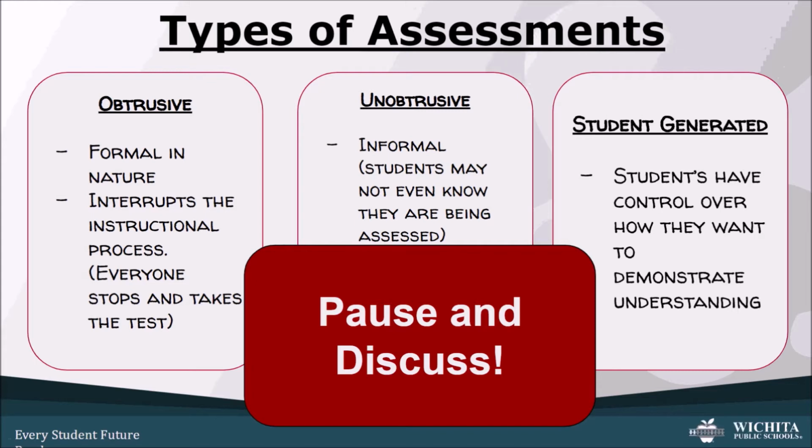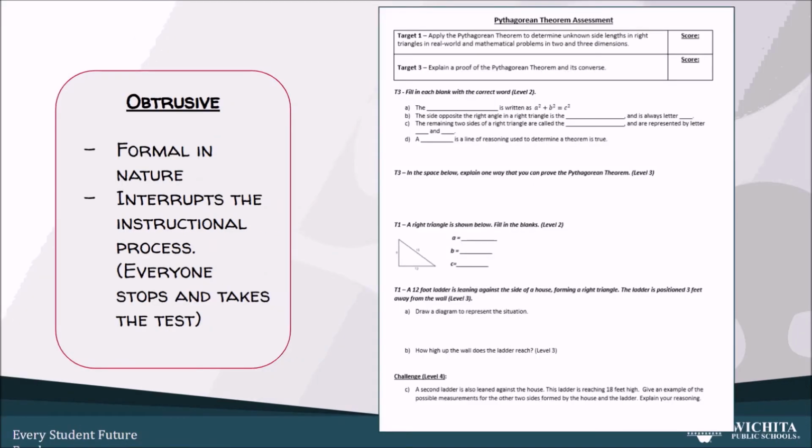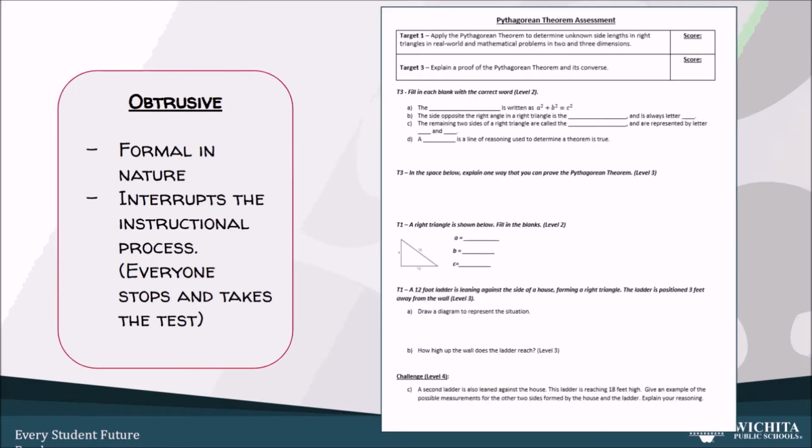Now that you've had a moment to discuss, let's transition into the activity for today. We are going to be looking at an assessment that's over the Pythagorean theorem. I showed you that scale a minute ago. In this case, the assessment was obtrusive. So the teachers paused class, gave the students the assessment, scored the assessment separately, and returned it back to the students. They did know they were being assessed. They knew they would get a grade and a score on this particular assessment.